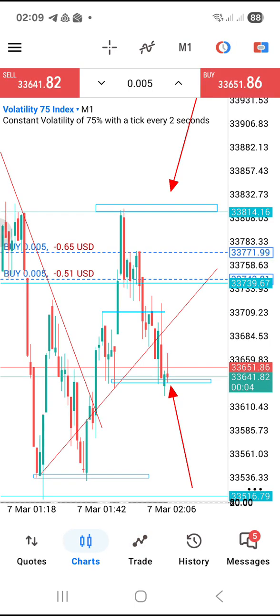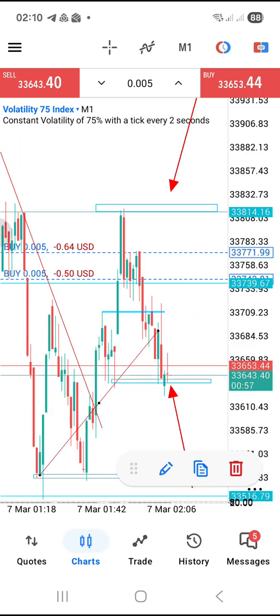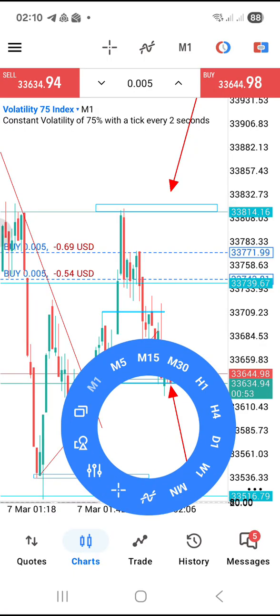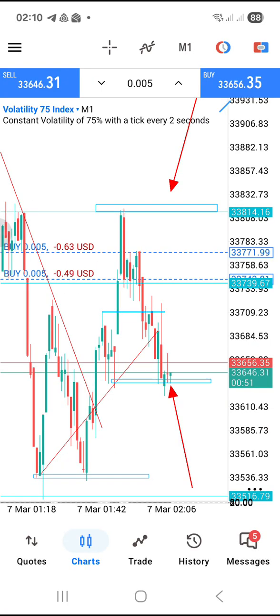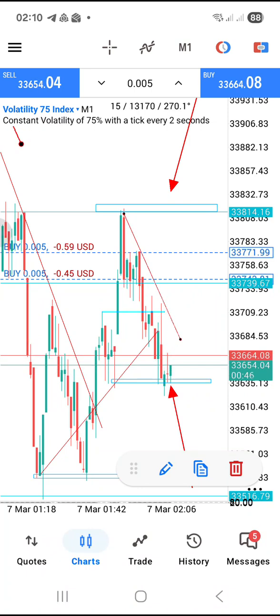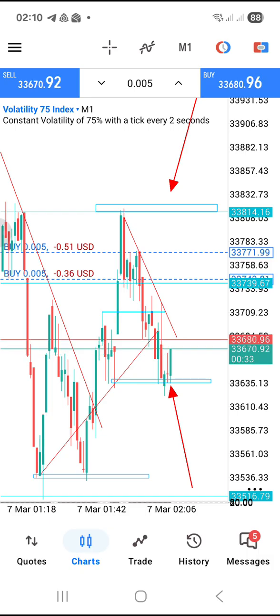What we need now is a pullback. This trend line is broken now. Another one is forming here. Very little one. When it breaks to the upside, it's our escape. We escape and we wait for sells.